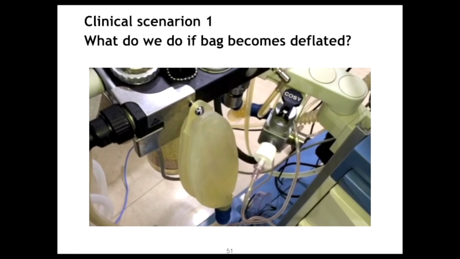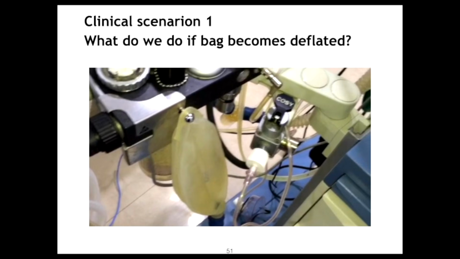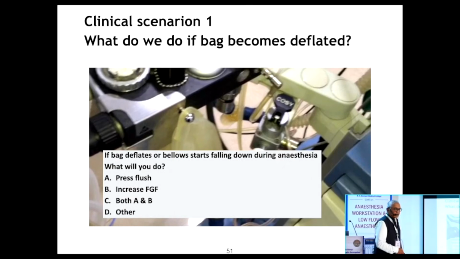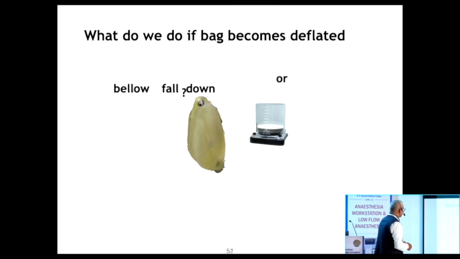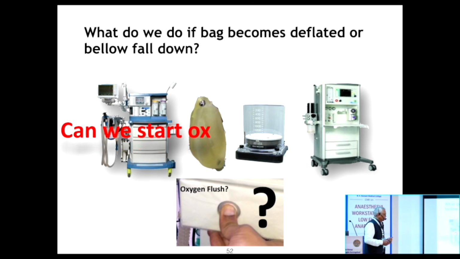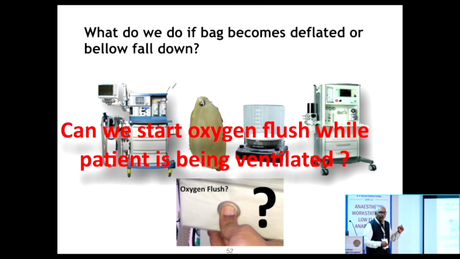Now let us look at a clinical scenario. If the bag is getting deflated, what will we do? Flush, like commonly, we flush. Increase FGF. How many people do both? So we have a habit of flushing. That's very common. Can we do it? See, we don't say don't give oxygen flush while you are doing pre-oxygenation or doing mask ventilation. But once the airway is connected, either endotracheal tube or a supraglottic airway, whether we should flush or not.